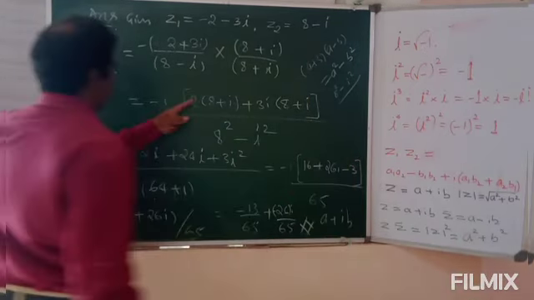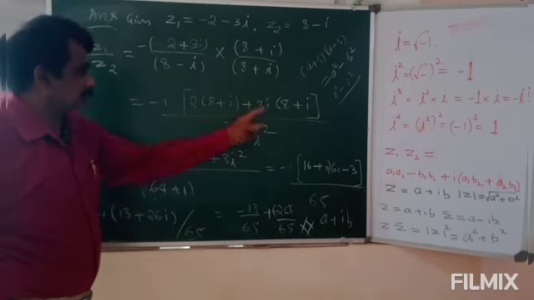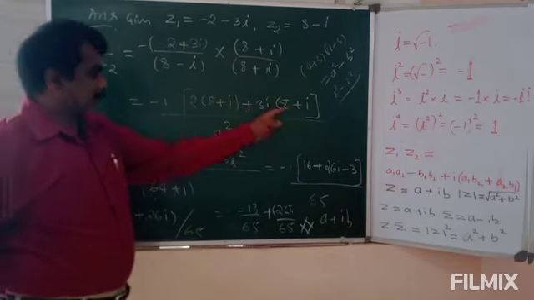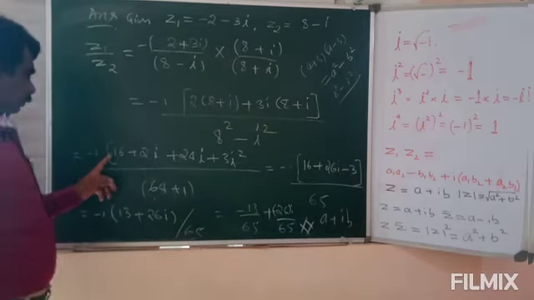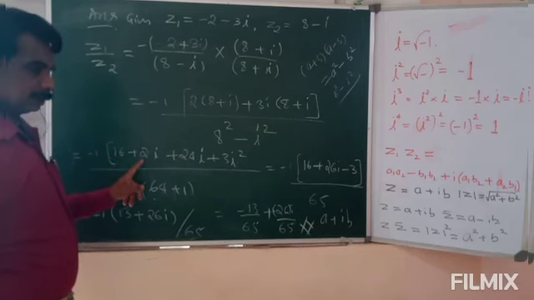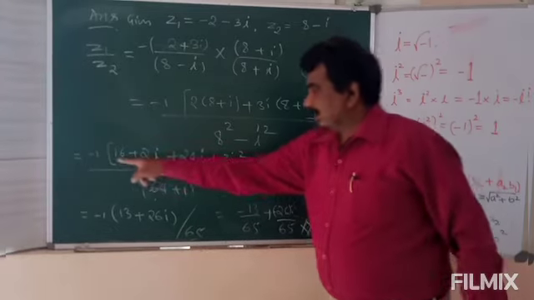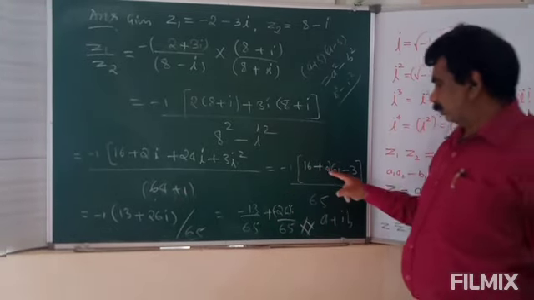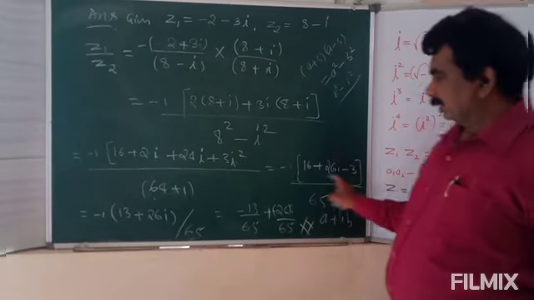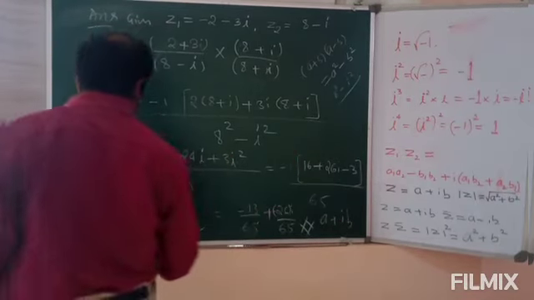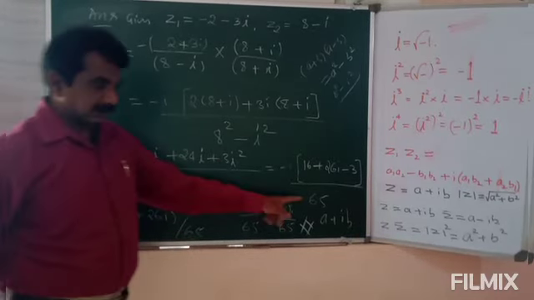Now multiply: 8 into 2 is 16, 2 into i is 2i, plus 3 into 8 is 24i, plus 3i into i is 3i square. Now 24i plus 2i is 26i, 16 minus 3, because i square is minus 1. The denominator is 64 plus 1, that is 65.